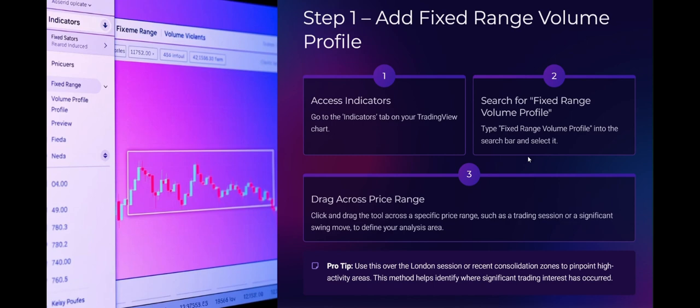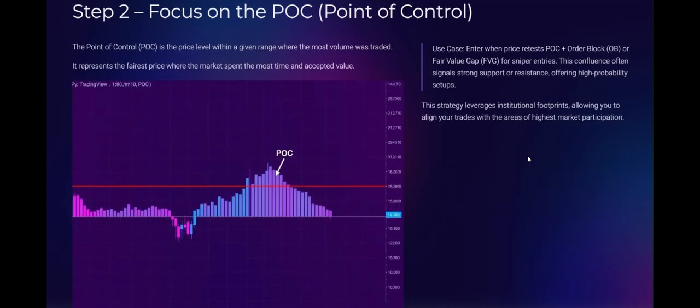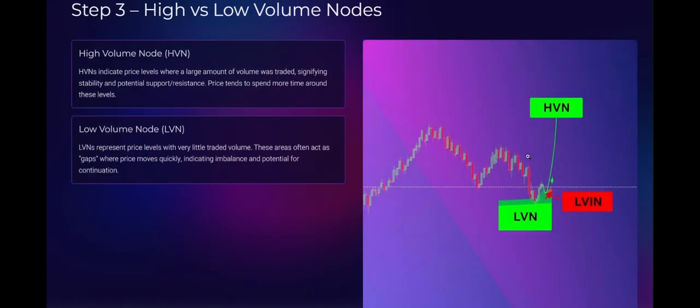Step 2. Focus on the POC, point of control. The POC is that one line sticking out of the histogram, the price level with the most volume traded. This is where institutions are active. It's where price tends to bounce, stall, or react. So, if price pulls back to the POC, and that level also lines up with an order block or fair value gap, boom, that's your sniper zone. Now you're not just entering with a chart pattern, you're aligning with the zones where money is actually sitting.